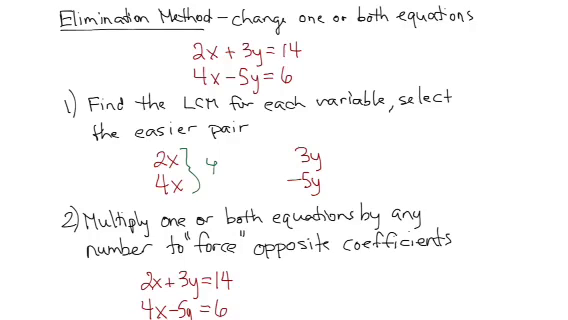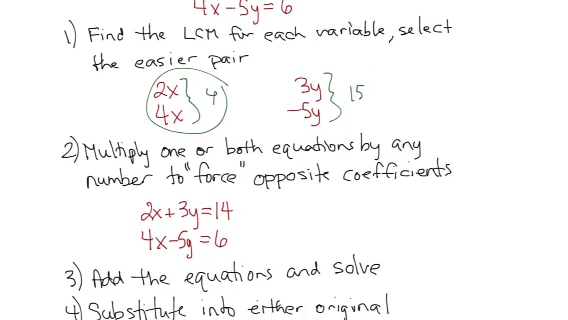Now, on the other pair, 3 and 5, their least common multiple is 15, meaning you would have to change both equations. But it'd be easy, times 3 by 5 and 5 by 3. So again, we would easily be able to do it, but it would require more work, changing both equations. Whereas the x's, I would choose that as the easier pair because one of the numbers is already a 4.